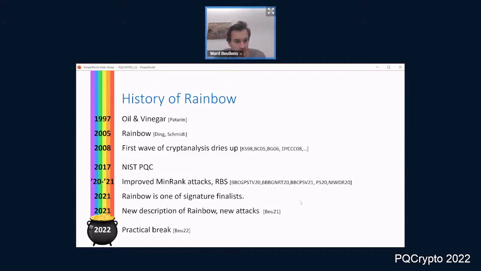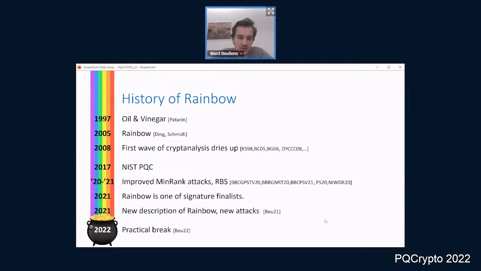After the invention of Rainbow, there was a lot of cryptanalysis, but it dried up after a few years. Since then, nothing really happened until Rainbow entered the NIST competition. Then people started to pay attention again and mainly improved the old attacks. There were some advances in the min rank problem, and one of the ways to attack Rainbow was through this min rank problem. So this improved the attacks a little bit.